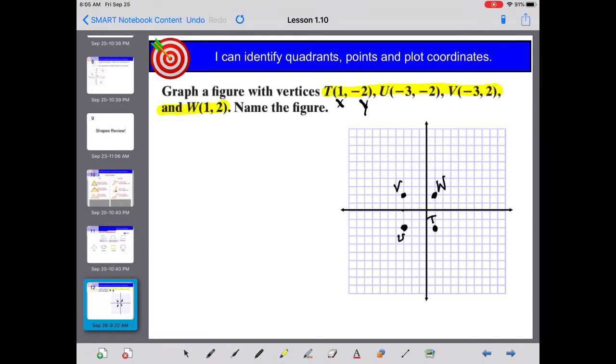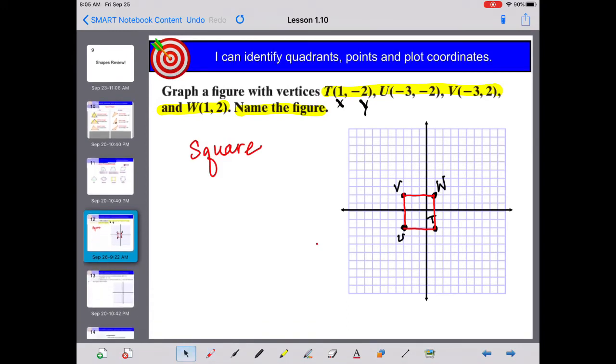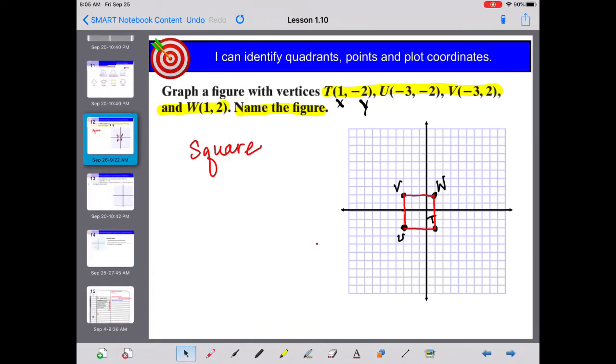Now, when I outline that shape by connecting all of the points, I can see that this side has a side length of 4. This is 4 units. That side is 4 units, and this side is 4 units. The shape I have when they ask me to name the figure is a square. You want to give the most specific name. So I wouldn't want you to name that a rectangle when it's also a square. That's the most specific.